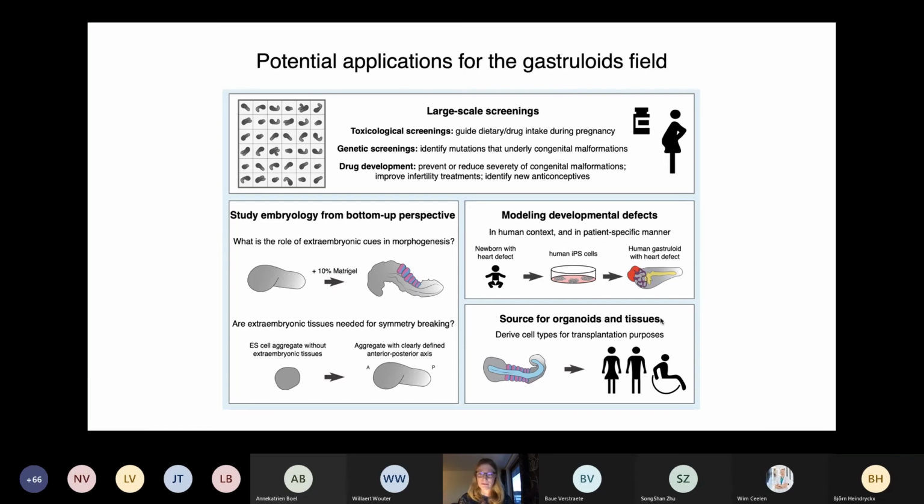And ultimately, but that's a bit more long-term, we hope that the system can also be used as a source for tissues that can be useful in transplantation purposes in clinical settings.